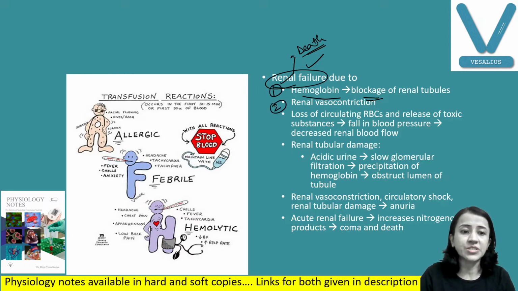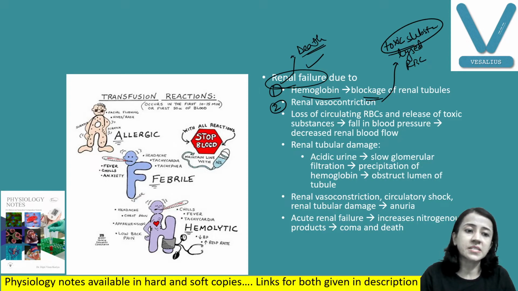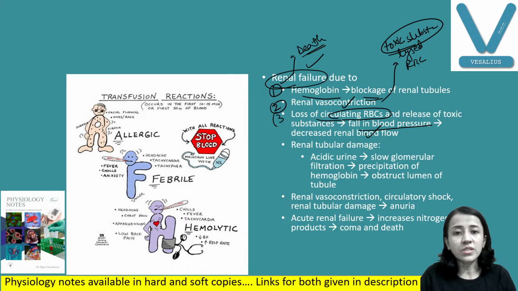Second is renal vasoconstriction. Why renal vasoconstriction? Because of the release of toxic substances from lysed RBC. When RBCs are destroyed, certain toxic substances are released, and these toxic substances cause renal vasoconstriction. Another effect, when RBCs are lost and toxic substances are released, there is a fall in the blood pressure. So when blood pressure falls, kidneys are not getting proper blood flow, and because of decreased blood flow, there is renal shutdown. These are all the different causes.